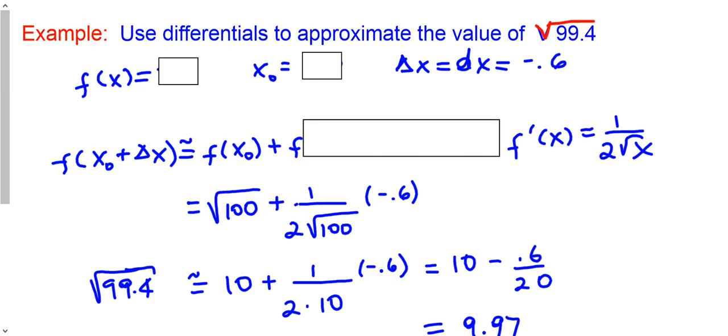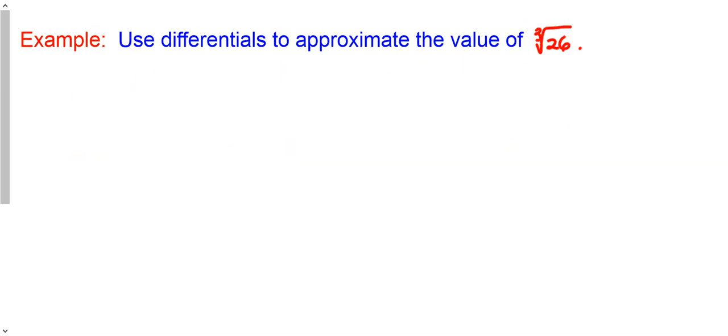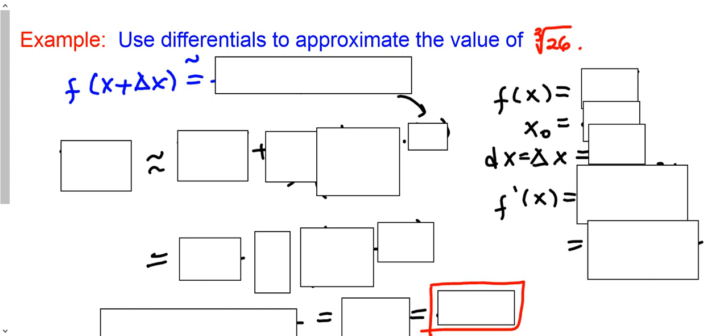Here's another example for you, this time a cube root. You can use differentials to estimate the value of the cube root of 26. Once again, please take a few moments to do this on your own, and I will briefly go over the solution with you. All right, here it comes. Our function is a cube root function. Where we're going to center it, I would suggest we go with 27. It's a perfect cube near 26, right? The delta x, we're 1 unit below there in our estimated value, so minus 1 is delta x or dx.